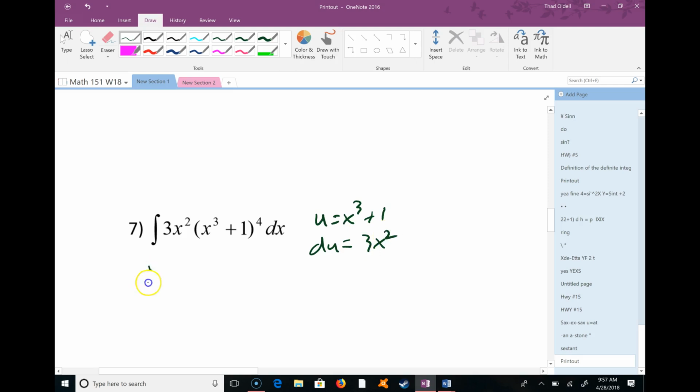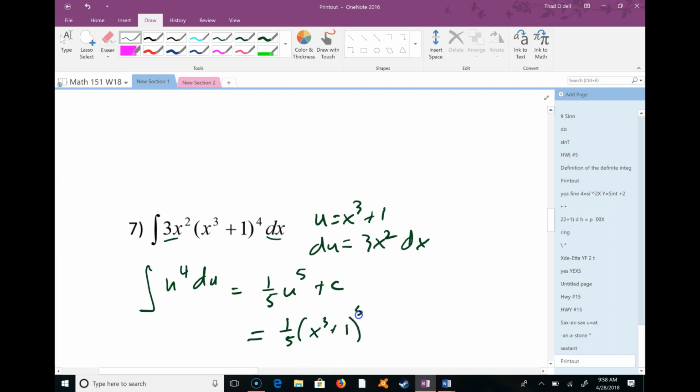It's awesome. So then I take the integral of u to the 4th du, and the du, whoops, I forgot my dx here. Sorry about that. The 3x squared dx takes care of that and that. So it matches perfectly. So when we integrate that, we get 1/5 u to the 5th plus c, which of course is the same thing as 1/5 of x cubed plus 1 to the 5th plus c.